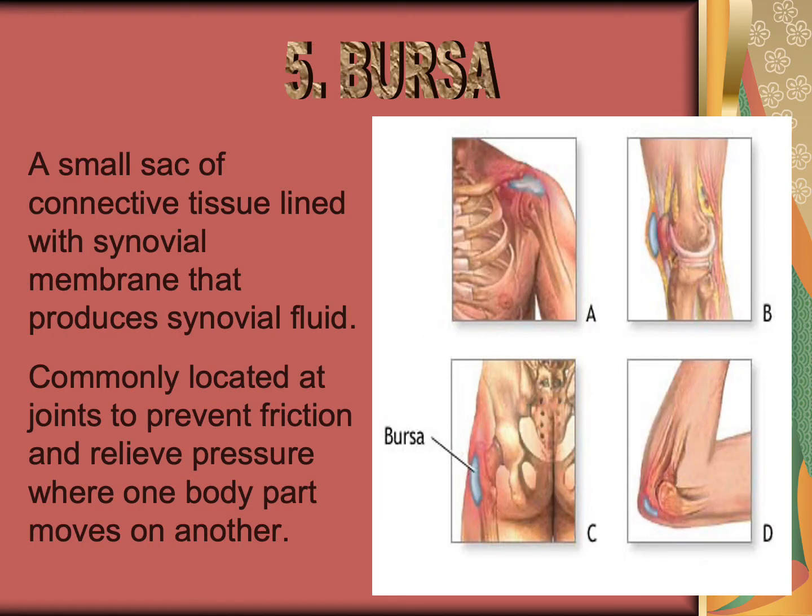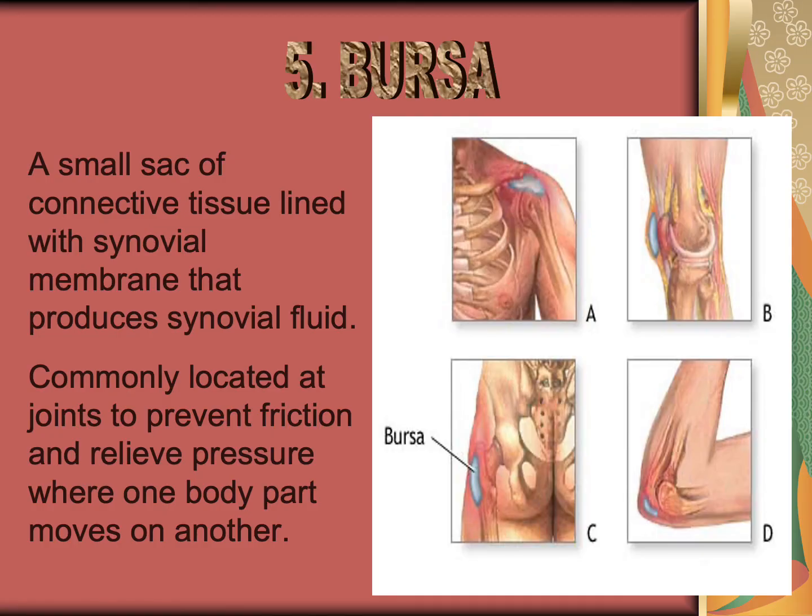Next is bursa. Bursa is a small sac of connective tissue lined with synovial membrane that produces synovial fluid. It's again commonly located at joints to prevent friction and relieve pressure where one body part moves on another. So kanina na-discuss natin yung synovial joints because they have a synovial membrane na merong synovial fluid. They are not strictly part of joints, but they are often found closely associated with them. So again, essentially mga bags of lubricants sila.